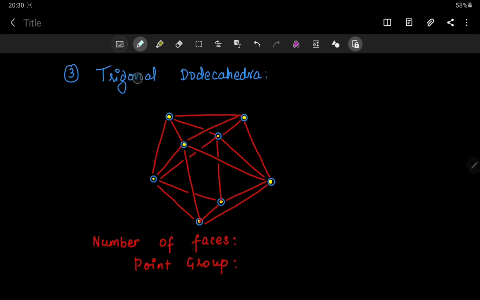These are trigonal, so 12 triangular faces. And point group belongs to D2d. Since 2 vertices are perpendicular to other 2 vertices, it is a unique point group. Little bit difficult to show.